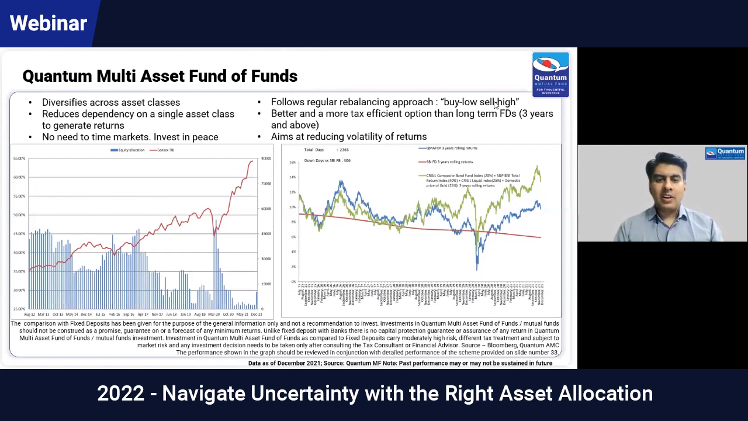And as our size increases, we'll again look at lowering the expense ratio. We did lower it. We were at 1%. We brought it down to 0.78%. Again, as the size increases, we'll further look at lowering it and pass it on to you. So this is the expense ratio. Again, we have a roadmap to reduce it as the size increases.